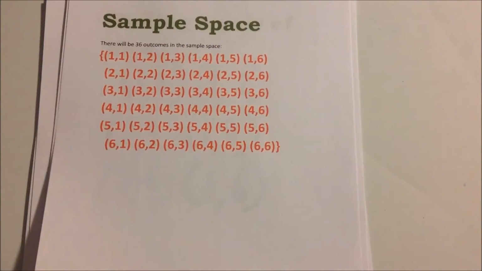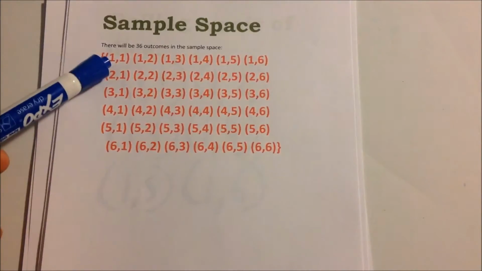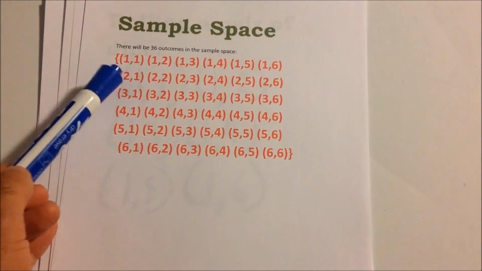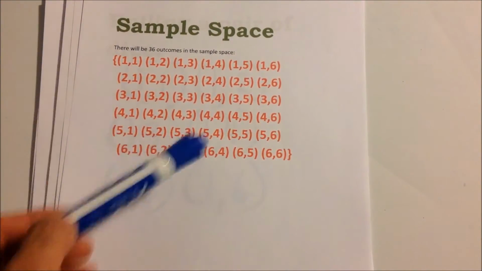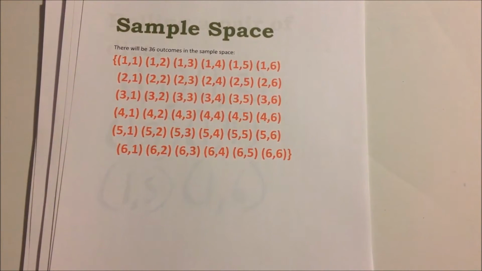We can get 36 outcomes, and here they are. We did the 1s already. We have the 2s, the 3s, the 4s, the 5s, and the 6s. So there's 36 possible outcomes.